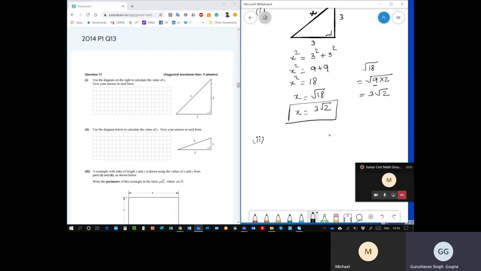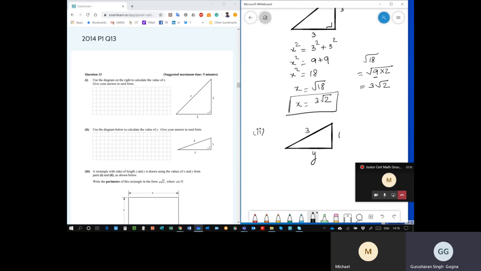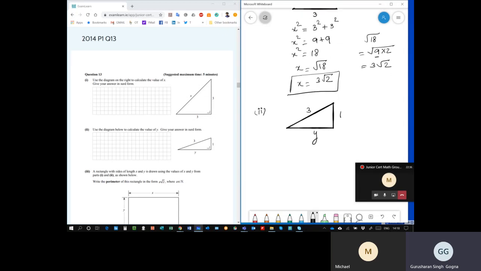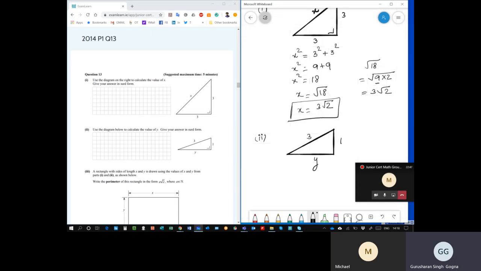Similarly, they give you another triangle, and this time this side is 1, this is y, this is 3. So again you need to find the value of y. If you leave it at root 18, it should be fine because root 18 is also an acceptable form, but generally they expect you to write down the simplified version. You will still get marks for that. Generally they don't deduct marks for such a small thing.